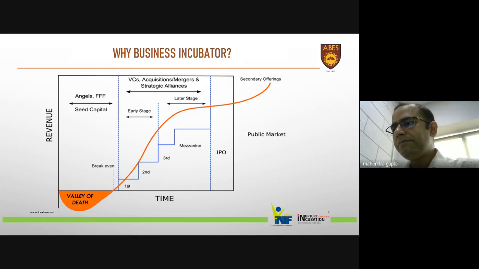Now, with this concept, you can also understand the accelerator programs. Look at this break-even point, the dotted line. After this dotted line, the accelerator program is designed for when a startup has crossed the pre-revenue stage. They are generating early-stage revenue, and then they want to scale their business. So the accelerator program helps them by bringing the right scalability mentoring and funds for scalability.